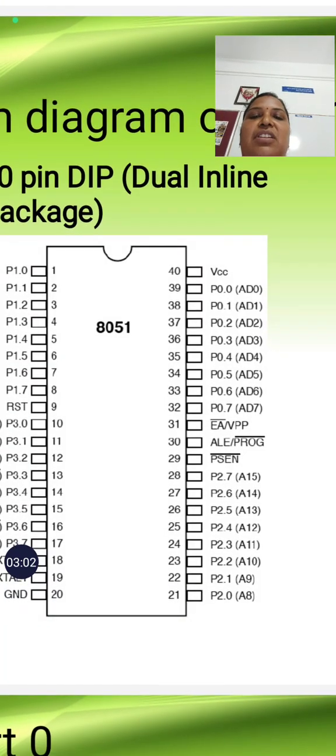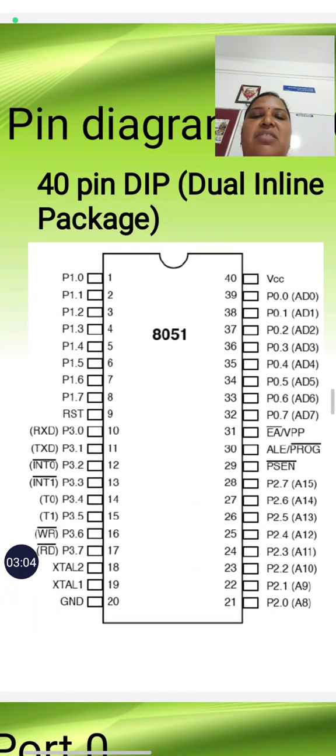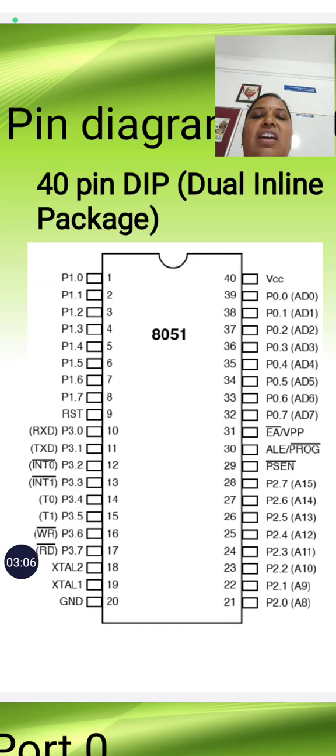This mainly shows that it is a 40 pin package. 8051 is a 40 pin package. It mainly shows the pin diagram of 8051. Port 1.0, 1.1, 1.2, 1.3, 1.4, 1.5, 1.6, 1.7, starting from 0 till 7. Port 1 is available. Totally 8 pins are here.